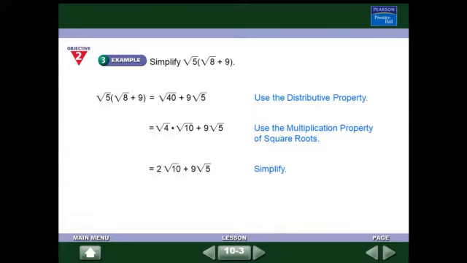Yes, because you cannot find a perfect square factor other than 1. What about square root of 5? Yes, that is in the simplified form. So therefore, the product, or the simplified form, of this one is 2 square root of 10 plus 9 square root of 5.